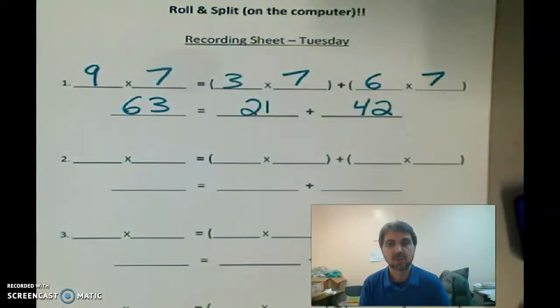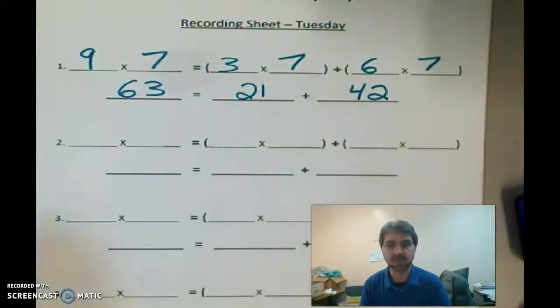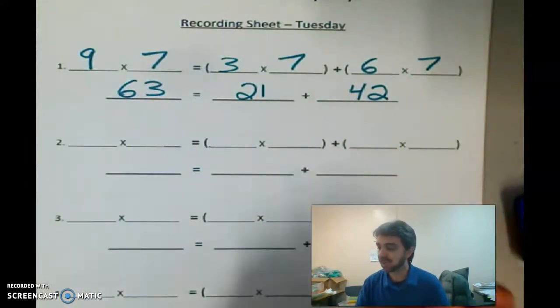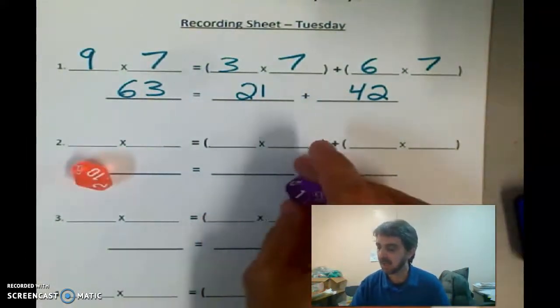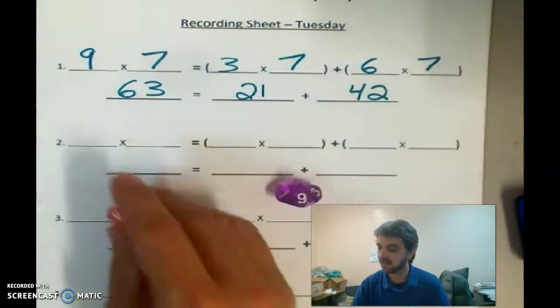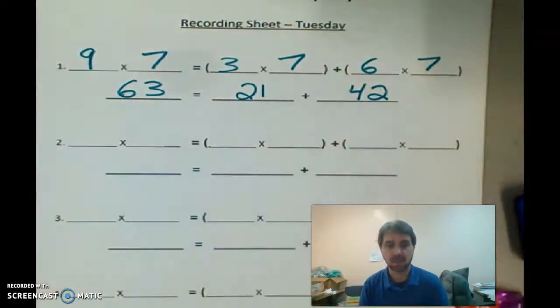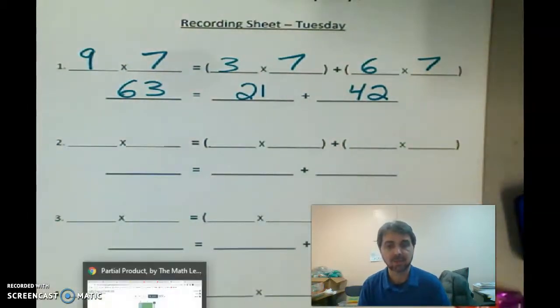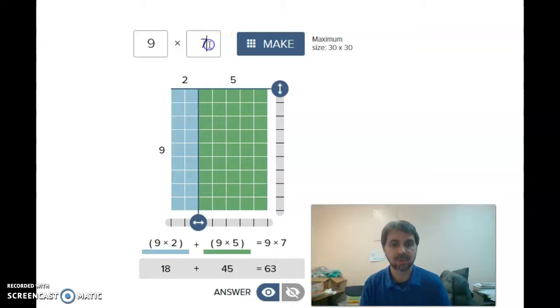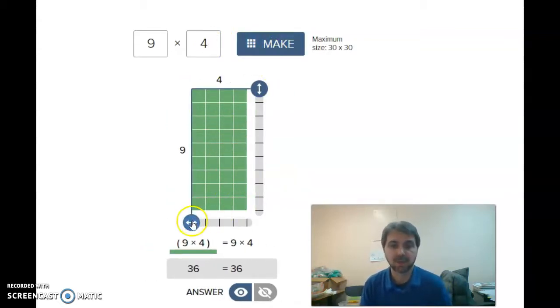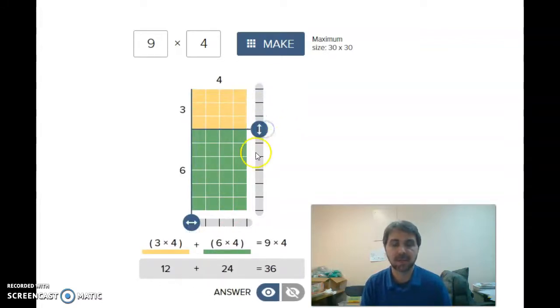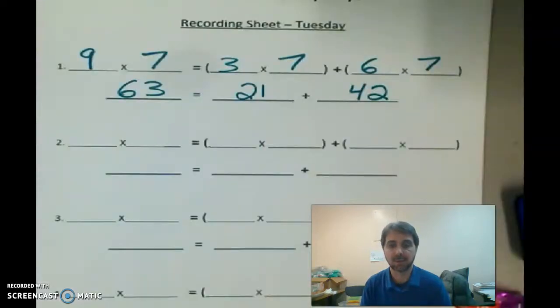All right, so there's only 4 problems for you to do. So you're going to roll the dice 4 times. So this time I got a 9 and a 4. Okay, so then you would enter 9 and 4, and then you would make it, and then you would slide it to make 2 different rectangles. Okay, and then write down the information right here like I was doing.